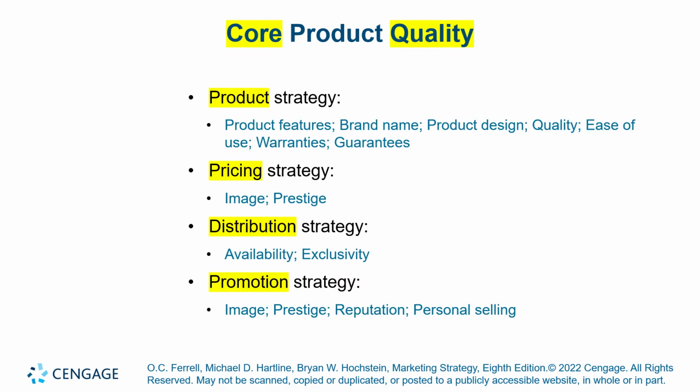Core product quality. How do you enhance or maintain your core product's quality? You can use your product strategy. In your product strategy, add product features and maintain a reputable brand name. Enhance your product design, quality, and ease of use. Warranties and guarantees. These are ways for you to raise and induce product quality.